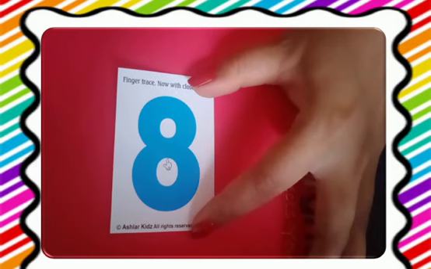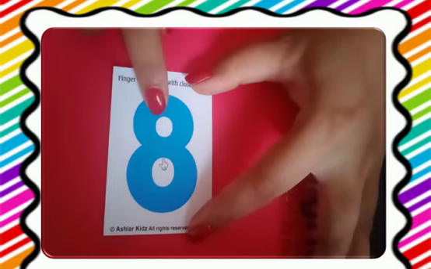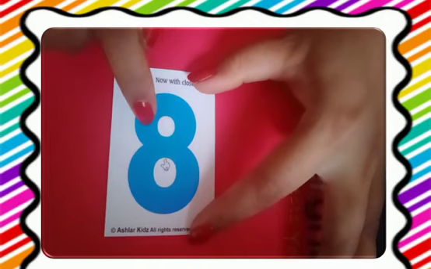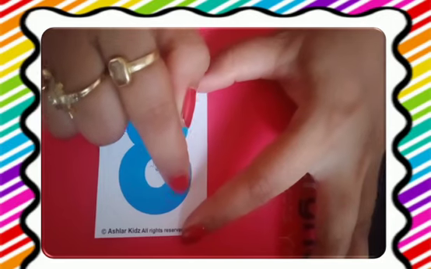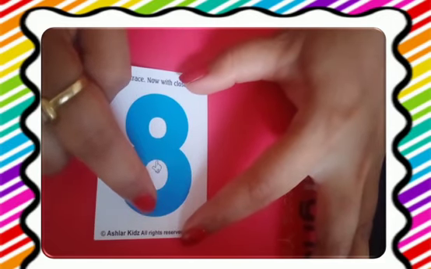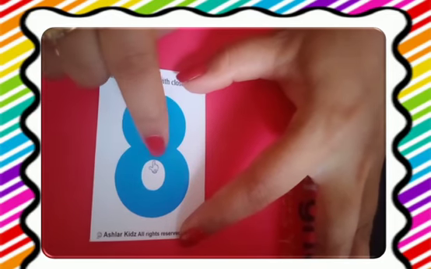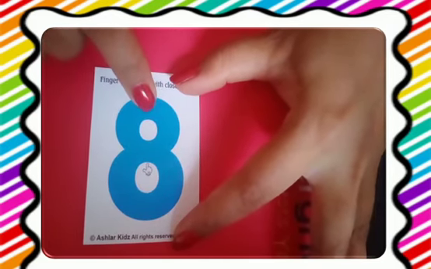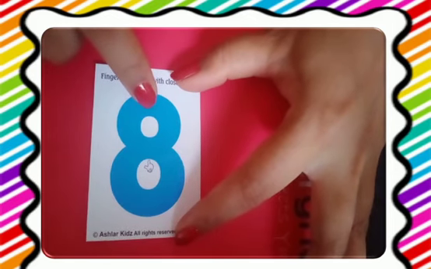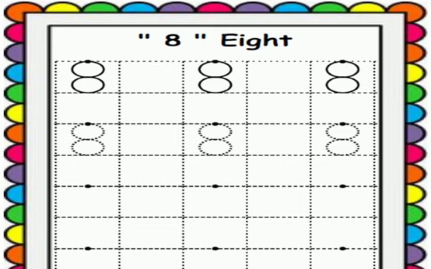This is number 8. To write down number 8, start from the top, take a right curve, move down, take a left curve, again take a right curve and with a left curve join the dot. This is number 8. After 7 comes number 8.